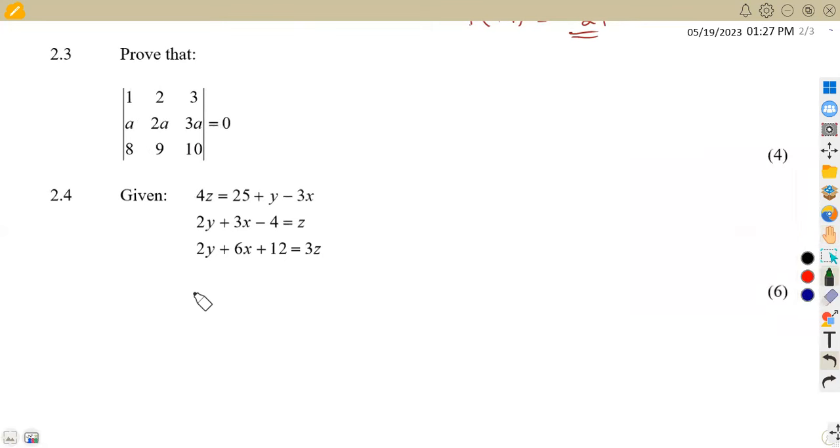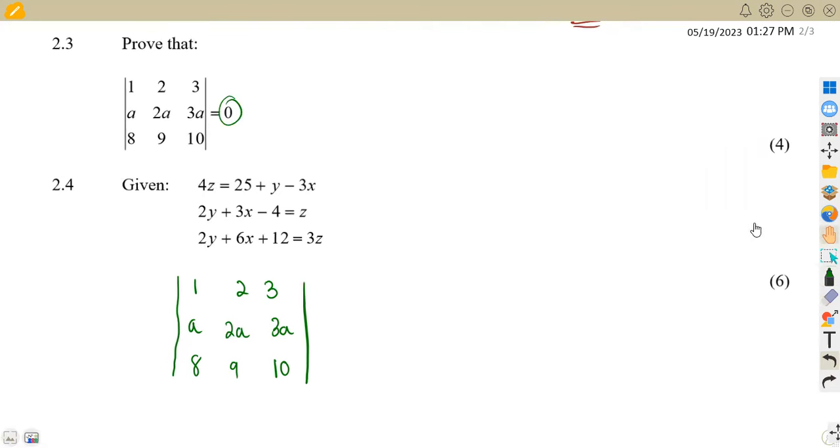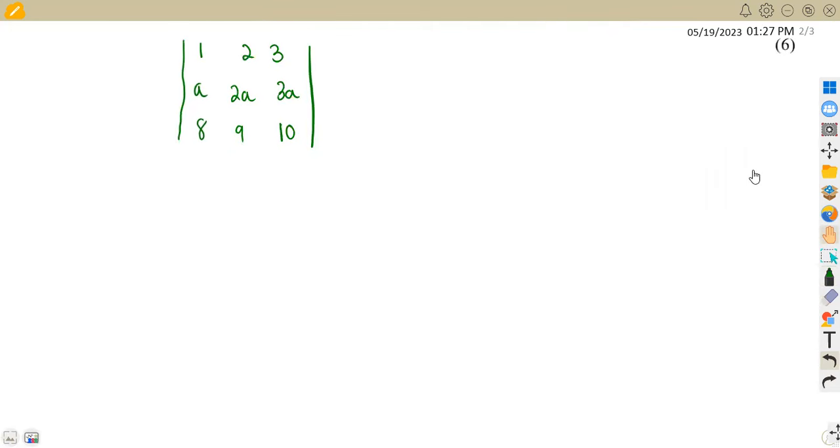Okay, so remember, we have got 1, 2, 3, 2A, 3A, 8, 9, and 10. All right, so we are told that if we determine the determinant of this, we are supposed to obtain a 0. How is that so? Let us check.